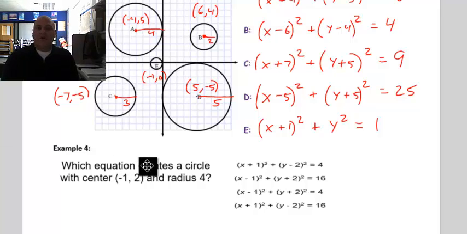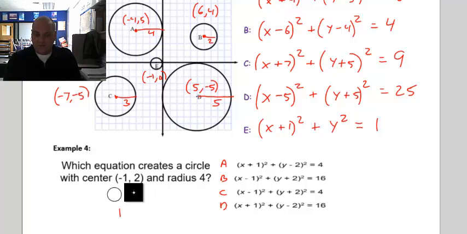And last one on video here, and then we're going to do the rest in class. Which equation creates a circle with a center of negative 1, 2, and radius of 4? So basically, multiple choice, right? Choice A, choice B, choice C, choice D. And because it's negative 1, H is negative 1. When you plug it in, it's going to be plus 1. K is 2, so when you plug it in, it's minus 2.